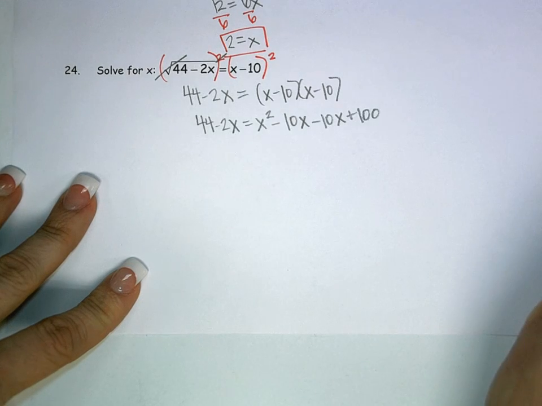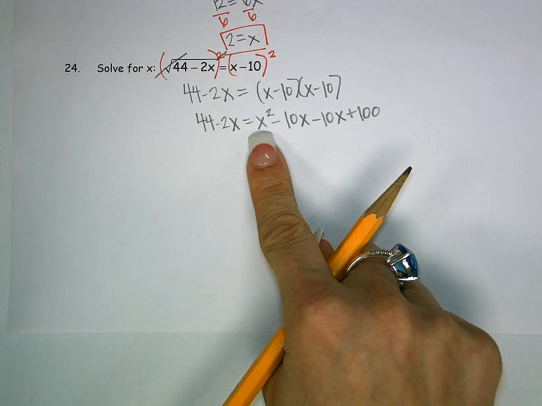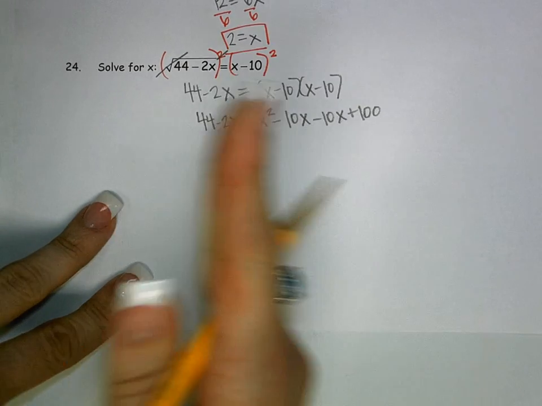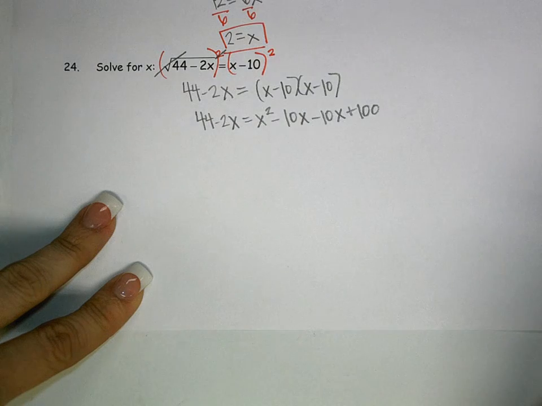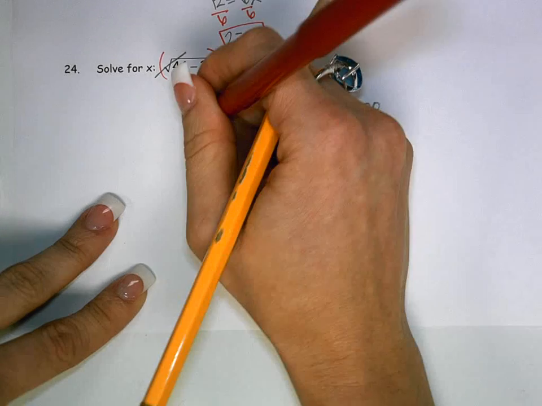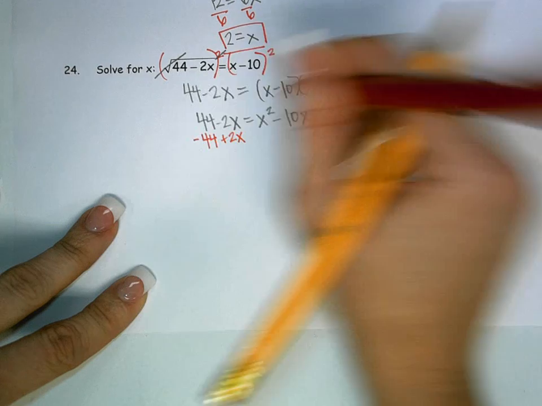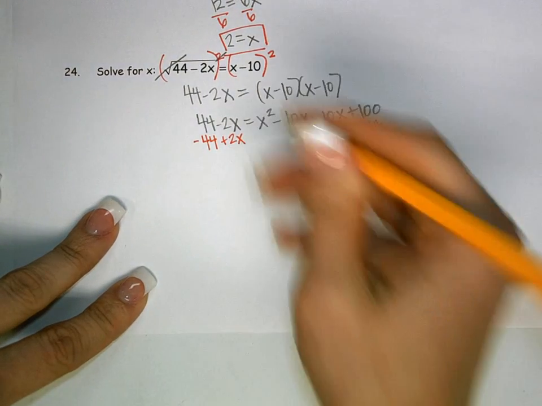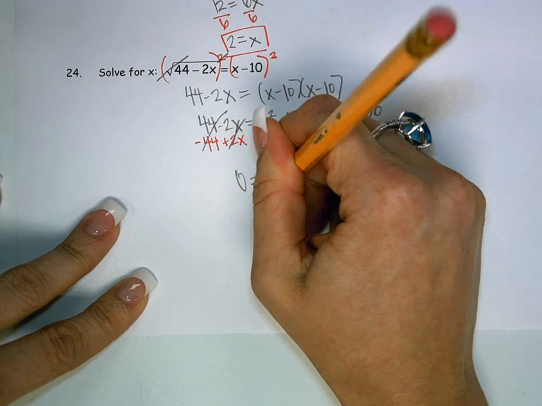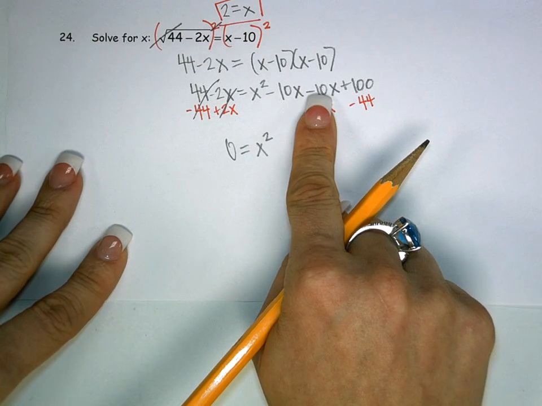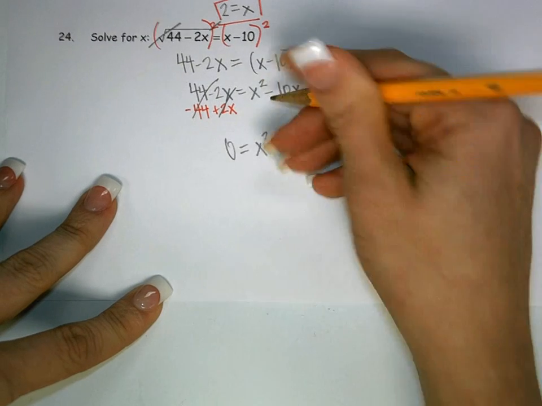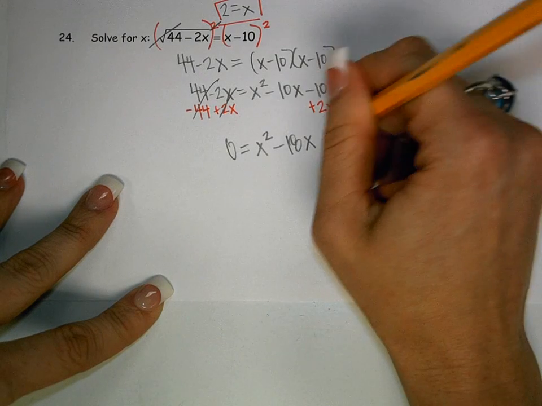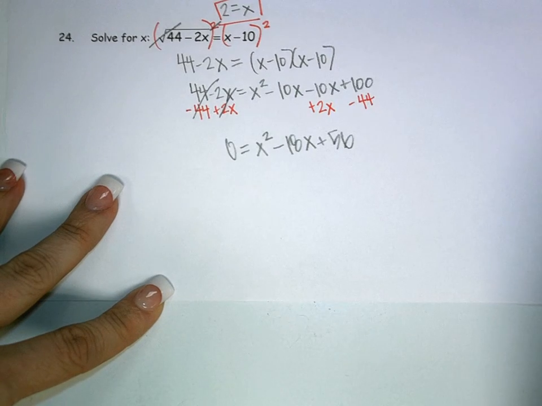Whenever you have something with an x squared, we always want to move everything to one side and get it equal to 0. For this one, do I want to move everything to the left side or the right side? The right side, because I want the x squared terms to be positive. So subtract 44 and add 2x. I'm going to line them up so that they'll be in line. These go away, so we get 0 equals x squared, negative 10, another negative 10 gives you negative 20, plus 2 is negative 18x. And then 100 minus 44 gives you plus 56.